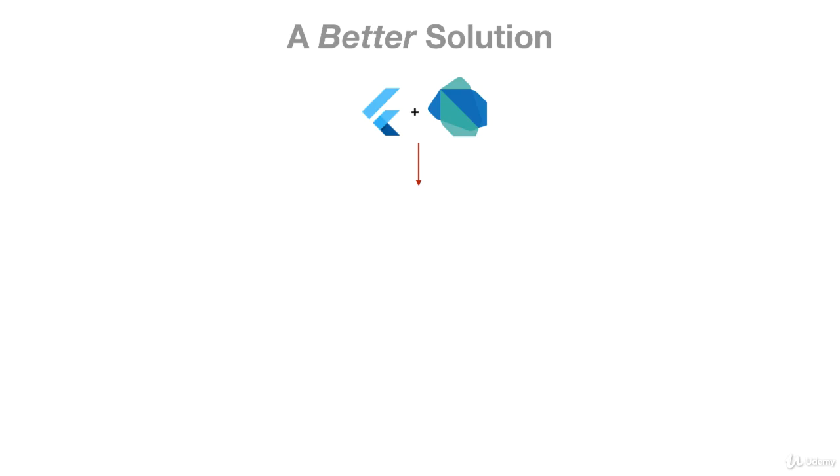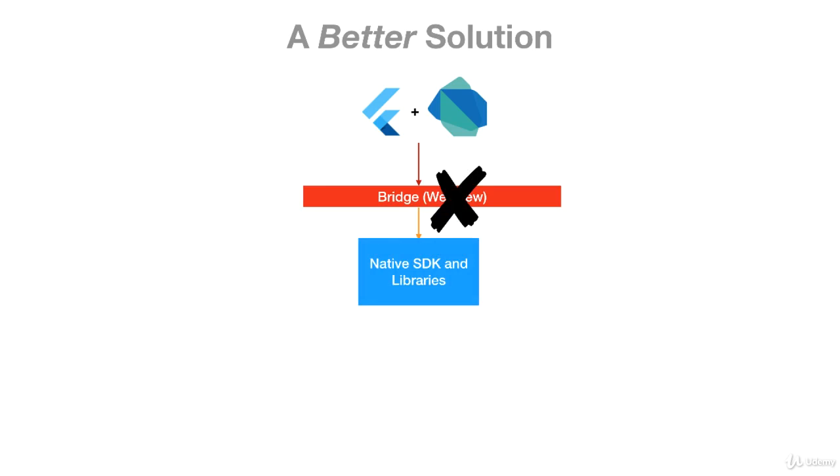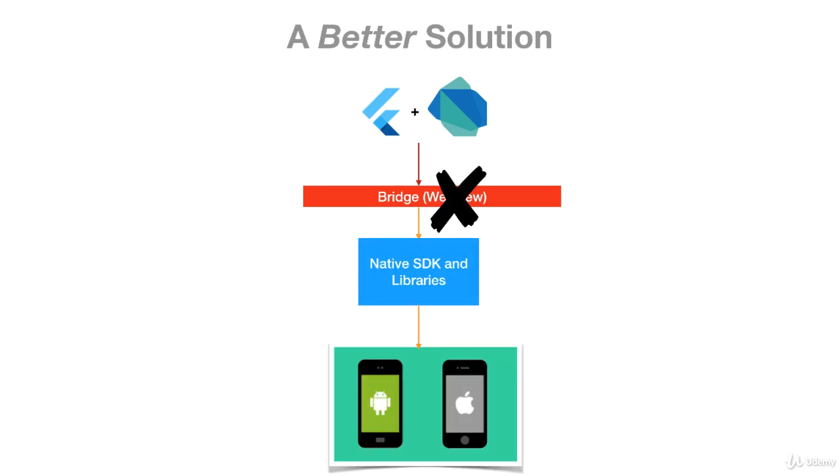And the beauty of Dart, by the way, is that Dart is not just a language that is used to create hybrid applications. It's used for server-side coding, it's used for web development, and so many other uses. So that's the beauty there. The idea here is a little bit different because the bridge is gone. We don't need that bridge. So we go straight to native SDK libraries, and then from the same code base, we have an application that will run on Android and on iOS devices. So this is why this is a better solution.